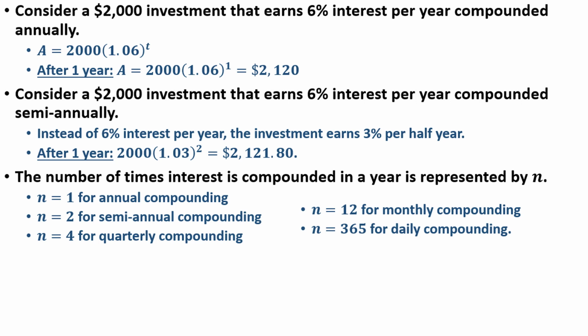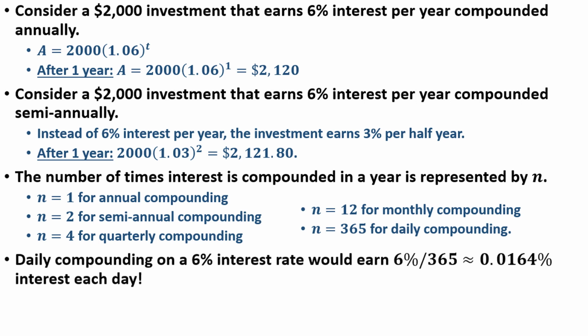Just to make sure you understand the idea, daily compounding on a 6% interest rate earns 6% per year, but split into 365 days, so that you actually earn 6% divided by 365, which is about 0.0164% interest per day. Wow!